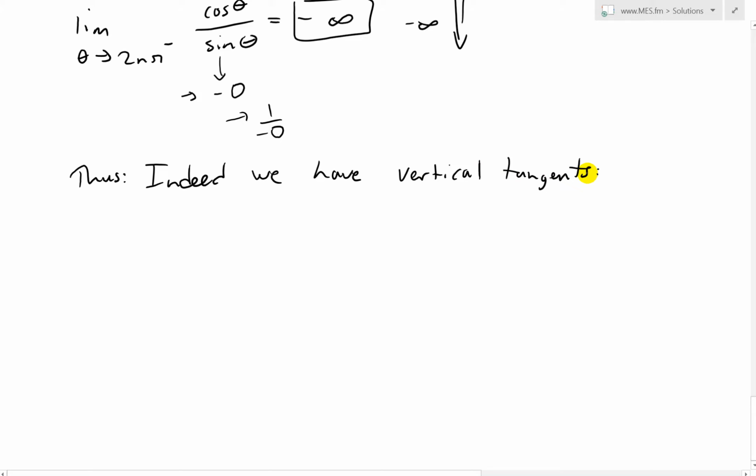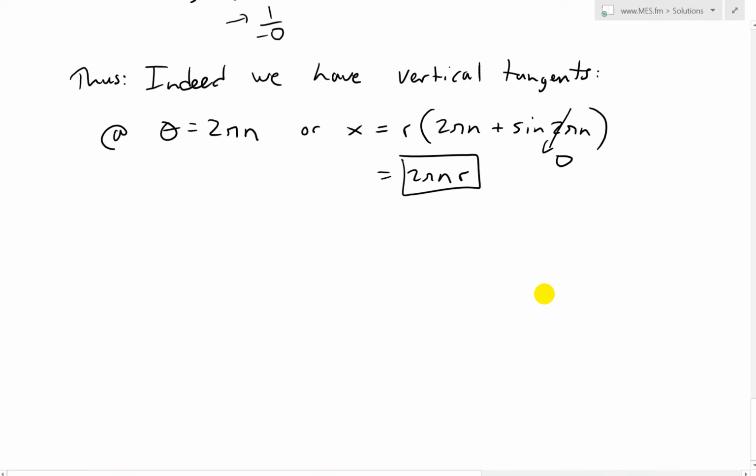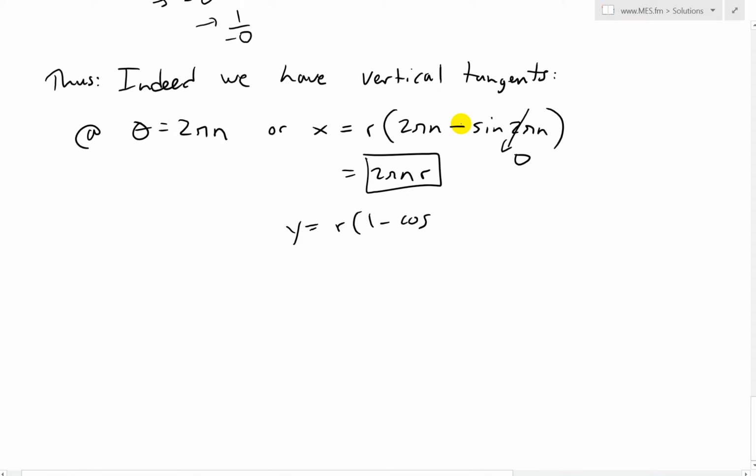and these are at, so at theta is equal to 2 pi n, or in other words, x is equal to, well, you could just plug this in, x is equal to r, and now we have theta is 2 pi n plus sine 2 pi n, like that, where again sine goes to 0, so this just equals 2 pi n r. That's the x coordinate. And then for y is, again, y is just r times 1 minus cosine. Yeah, 1 minus cosine, also this is a minus, but still 0, doesn't change anything.